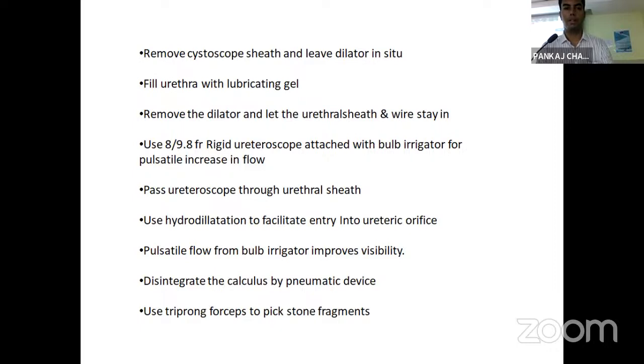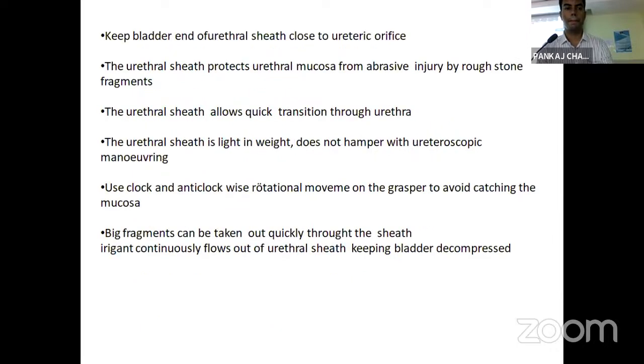Use an 8 French rigid ureteroscope attached with a bulb irrigator for a pulsatile increase in flow. Pass the ureteroscope through the urethral sheath. Use hydrodilatation to facilitate entry into the ureteric orifice. Pulsatile flow from the bulb irrigator improves visibility. Disintegrate the calculus by pneumatic devices. Use a tri-prong grasper, which is the safest method to pick up the stone fragment.